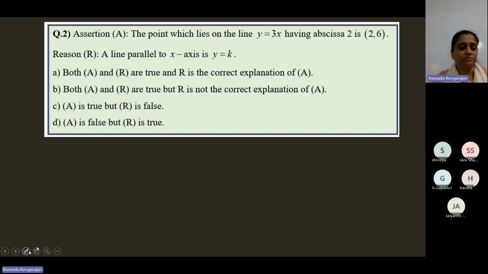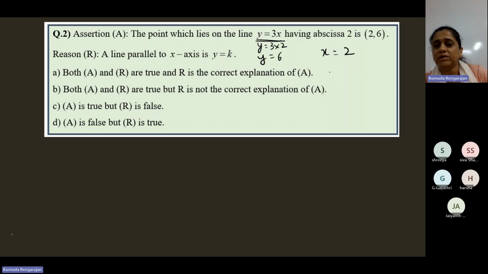The point which lies on the line y is equal to 3x, having abscissa 2. Abscissa 2 meaning what? X is equal to 2. Then what will be the y value? Y is equal to 3 into 2. Y is equal to 6. So what will be the point? If x is 2 and y is 6, the point is 2, 6. Because you should write the x value first and then the y value.